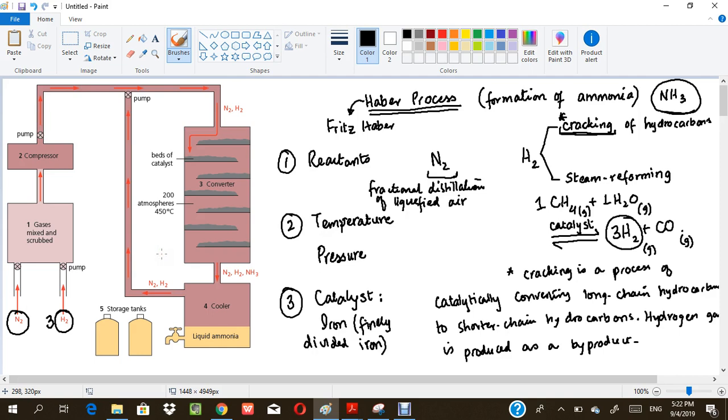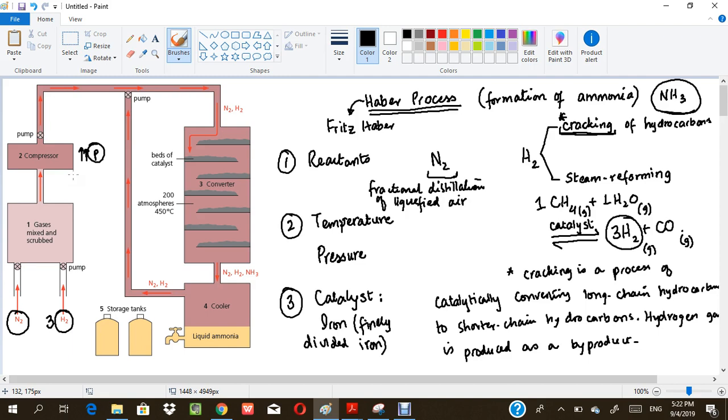Why is compression important? The compression is important because it raises the concentration of gases. Why? Compression increases the pressure. This increases pressure, and we know that in gases, increase of pressure is equivalent to increase of concentration. So when we have a higher concentration of nitrogen and hydrogen, it is more likely that the nitrogen and hydrogen molecules would be closer together, and hence it would be easier to make them react with each other.